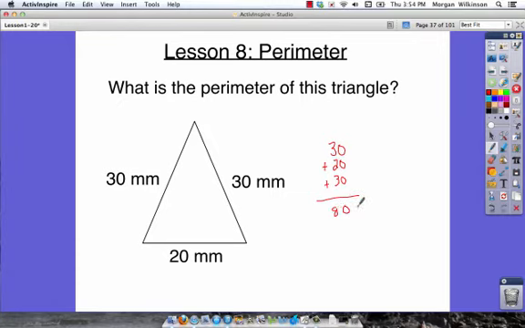So we have 80. Our unit is going to be millimeters. We always have to include units when we're talking about perimeter, because we want to know if it's 80 millimeters or 80 feet or 80 miles. So be precise with your answer.